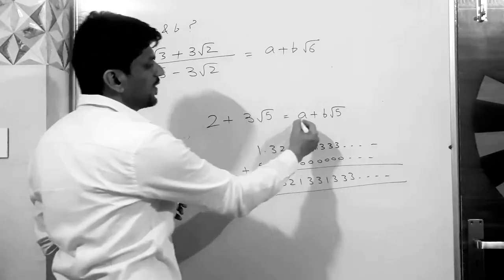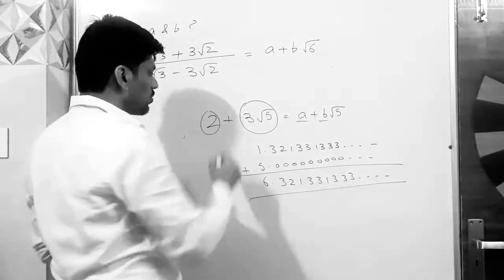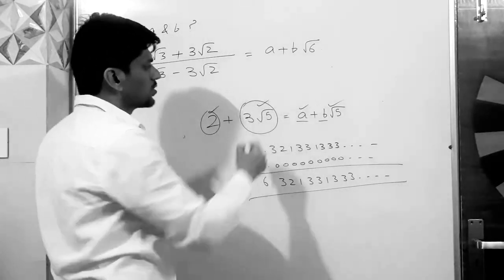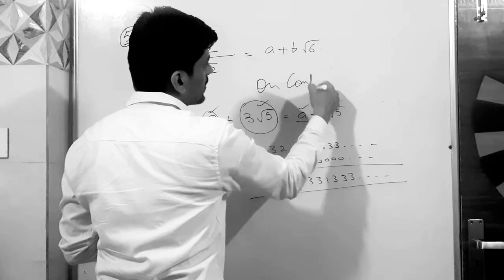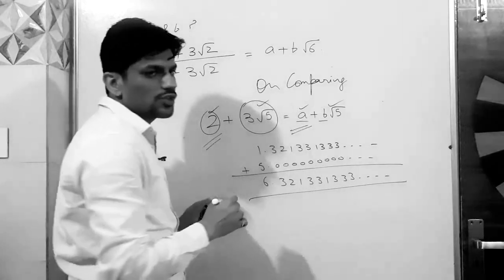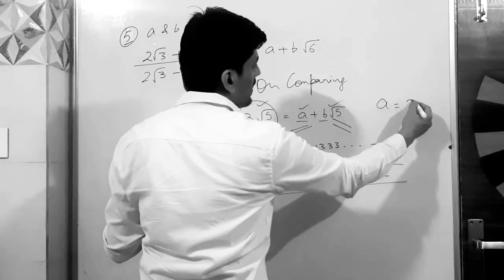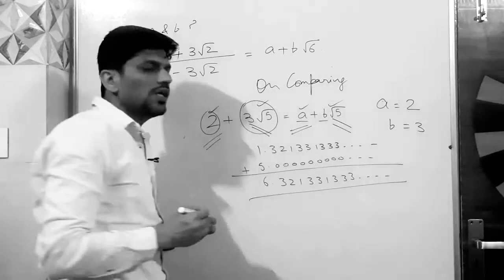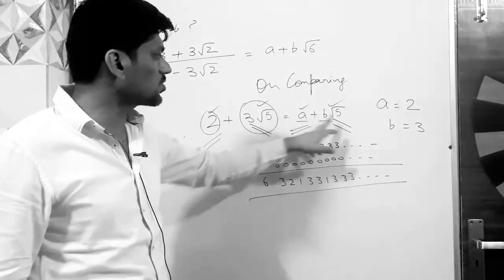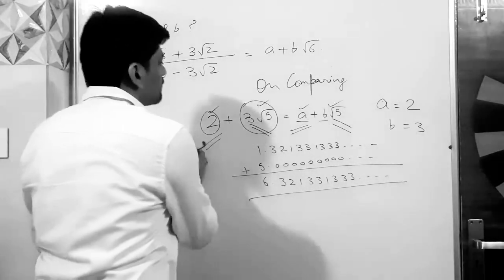We have to find the value of A and B. Now see, there is a rational number and an irrational number. So rational and irrational are always equal to rational and irrational. So we will compare here: on comparing, we compare the rational portion with the rational portion and the irrational portion with the irrational. So we can get A as 2 and B as 3. The only possibility is that rational equals rational and irrational equals irrational. So this is the concept involved behind this question.